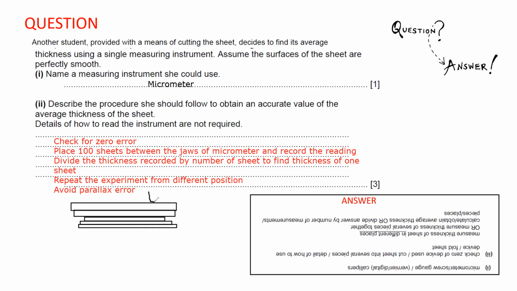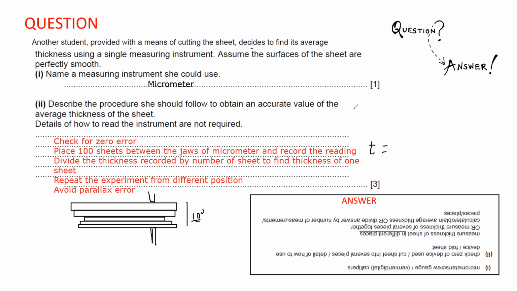So we'll record the thickness for 100 sheets, like we place a micrometer and record the thickness for 100 sheets. And to get the thickness for one sheet, we want to measure one, but if we directly place one sheet, it won't be accurate. Why won't it be accurate? Because the value will be very small, and when you are reading small values, there are chances that you get an error.